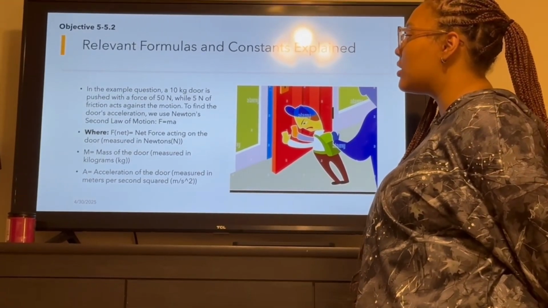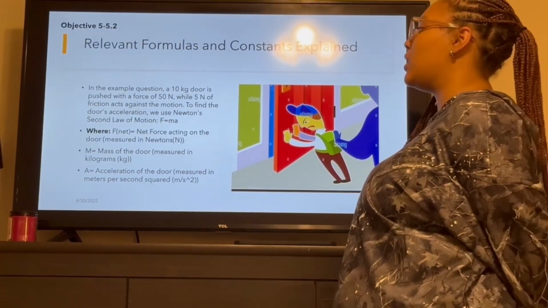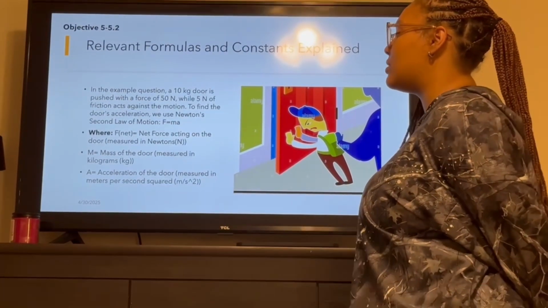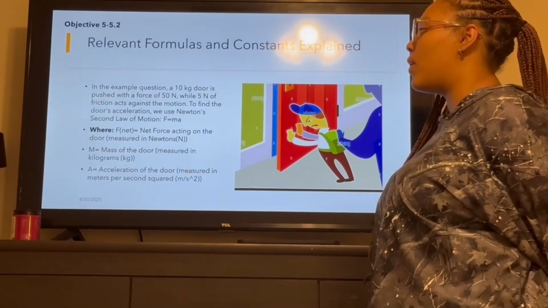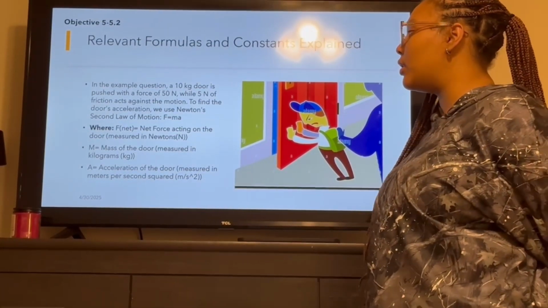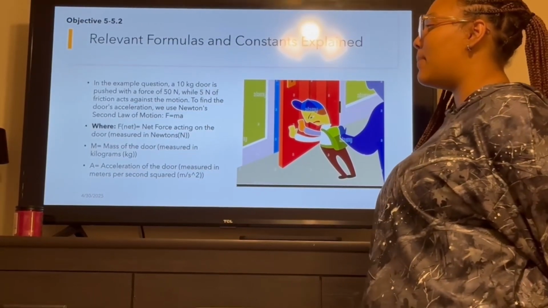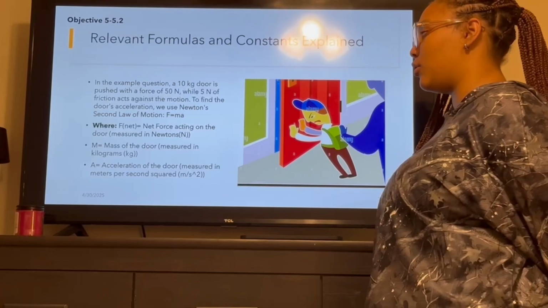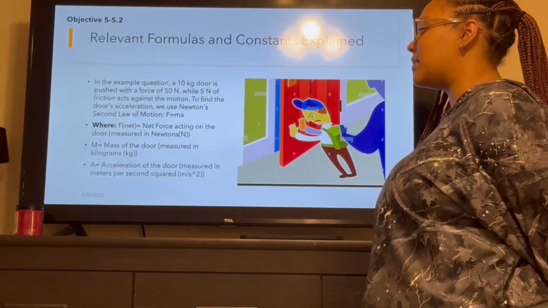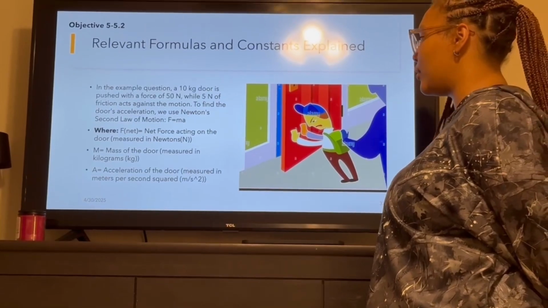To find the door's acceleration, we use Newton's second law of motion, F equals ma, where F equals the net force acting on the door, measured in newtons, m is the mass of the door, measured in kilograms, and a is the acceleration of the door, measured in meters per second squared.